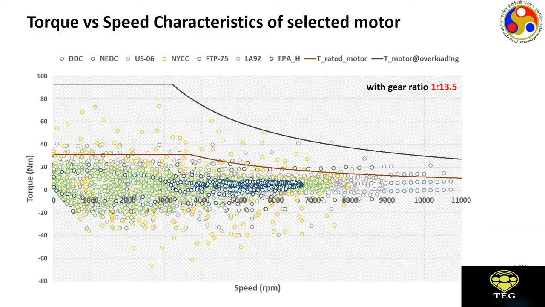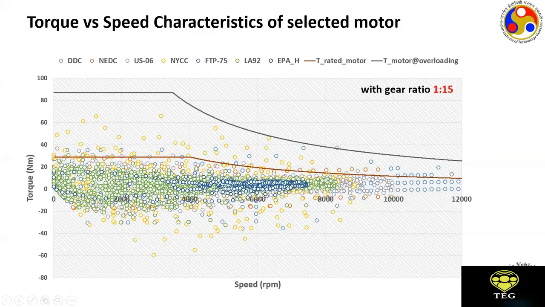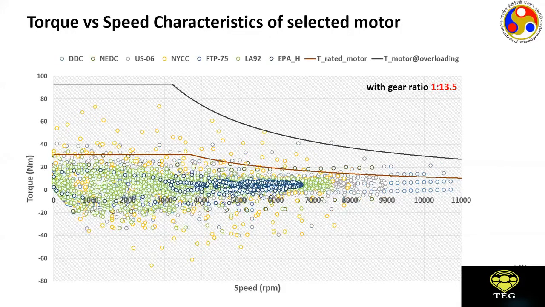Now if I go for a gear ratio of 1 is to 13.5, it's clear the motor has to produce a bit more torque. In the previous case, the rated value was around 30 Newton meter for the constant torque region in the brown curve. Here it would be slightly higher than 30 Newton meter, around 35 to 36 Newton meter. So this is what we have with a different gear ratio.